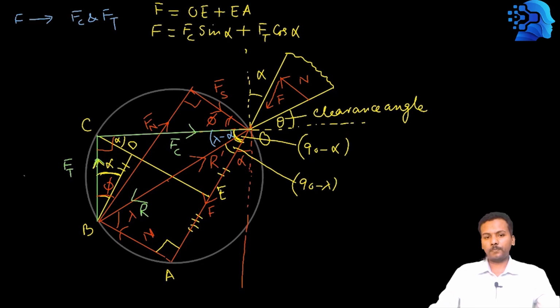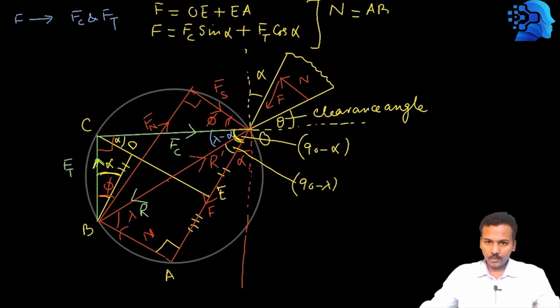This is force F. Let us calculate this normal force, normal to the chip tool contact length. This will be equal to N. This N is AB, and this can be written as CE minus this CD, and CE equal to the horizontal component of this Fc. So Fc cos alpha equal to CE minus CD equal to here Ft sin alpha.